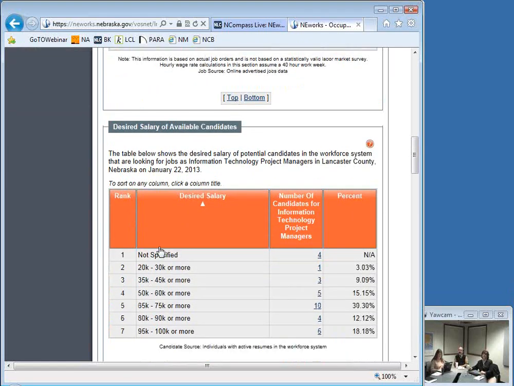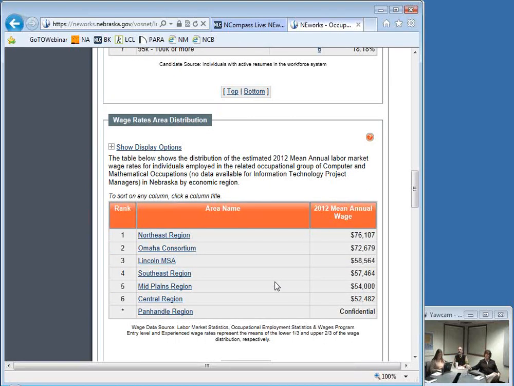Of those potential candidates on NEworks right now that are looking for jobs as information technology project managers just in Lancaster County, we can see a range of candidates right here and what wages they expect. So if I'm going to apply for this job, and I know that the wage is between $40,000 and $50,000, I know that on NEworks, I have at least eight other competitors for this job. Now, that may mean other people are going to come in and apply for it, or these 10 people right here that prefer $65,000 to $75,000 may say, well, I can take a little bit of a pay cut because I really need a job or I really want to change. So that just gives you an idea of your competition as well.